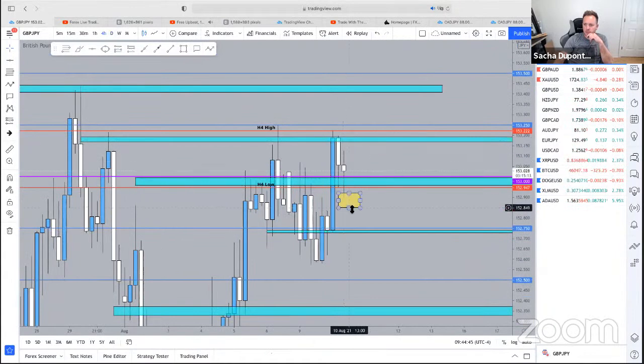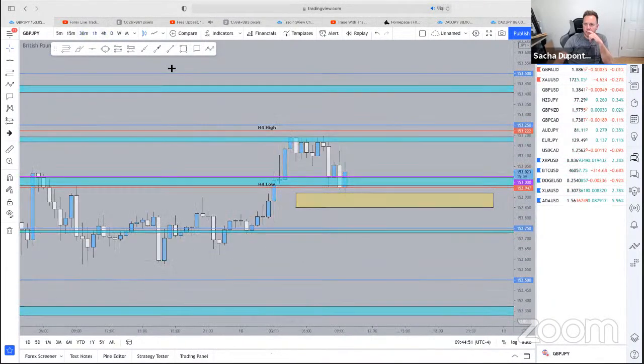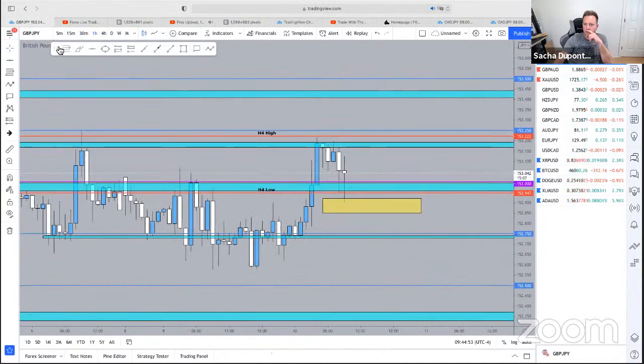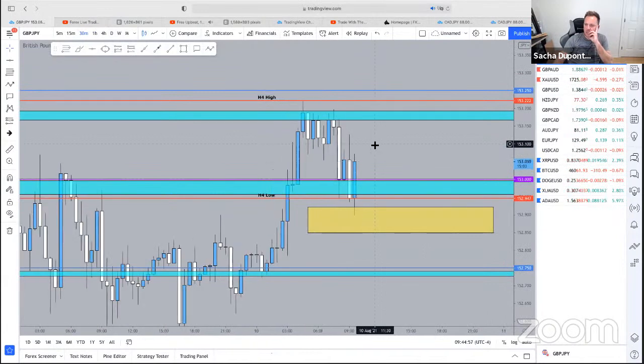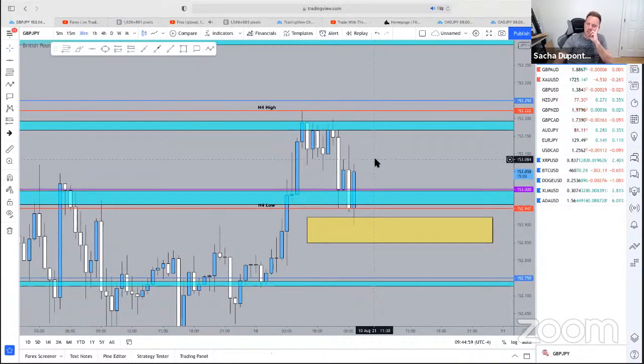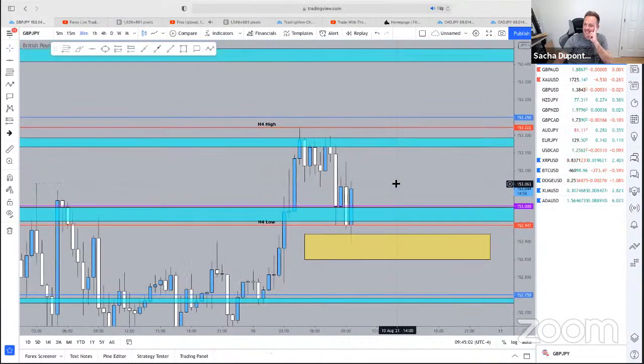So now I was expecting price to come down into this golden zone, reject it, and push back to retest the high. This is what I've been waiting for all morning. And I decide to execute on something that was not in my plan. So oh well. I was putting a lot of hope into this 4-hour low, bro.